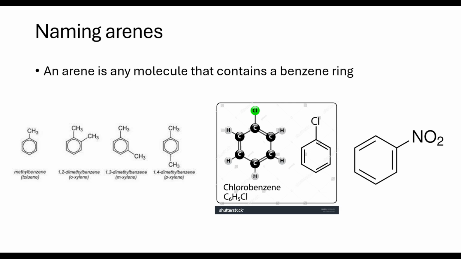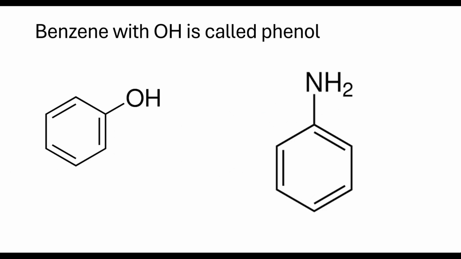Naming arenes. An arene is any molecule that contains that benzene ring. That benzene ring is that carbon ring, and any molecule that has that is called an arene. So this could be methylbenzene, that's an arene, dimethylbenzene, chlorobenzene, nitrobenzene, bromobenzene, whatever. When you have these situations, the name of the functional group goes in front, so whatever the attachment is, like methyl, chloro, nitro, and then benzene at the end. So it's pretty easy to name.